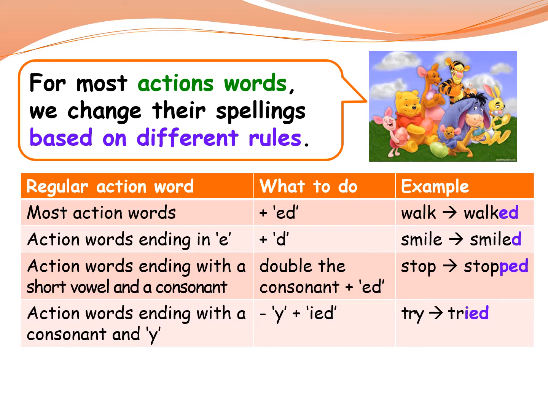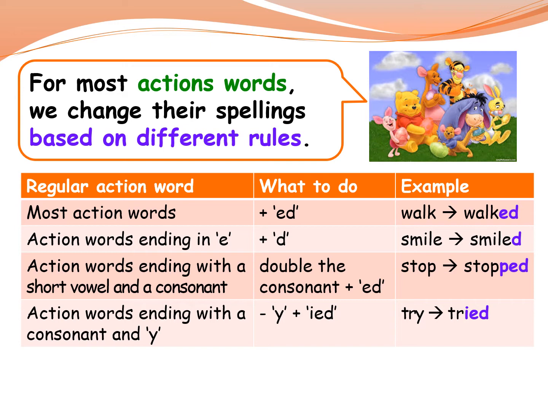Now, for the regular action words. Most action words, when we change them to past tense, we simply add ed at the end of the word, just like walk. We add ed, change to walked. For the action words ending with an e, we just add d. For example, smile ends with e, and we just put a d after e to form the past tense of smile. It becomes smiled.